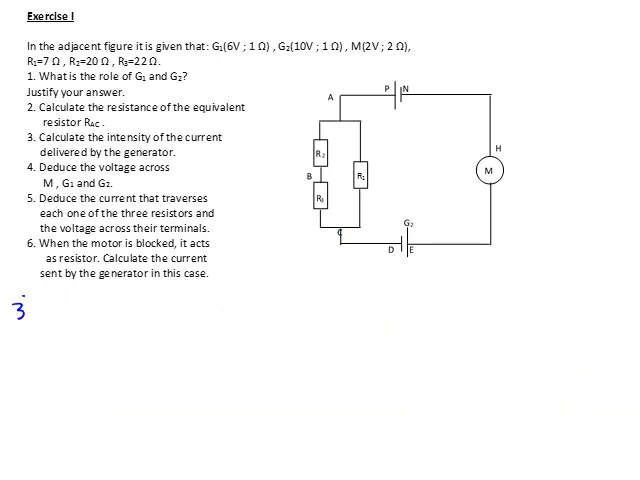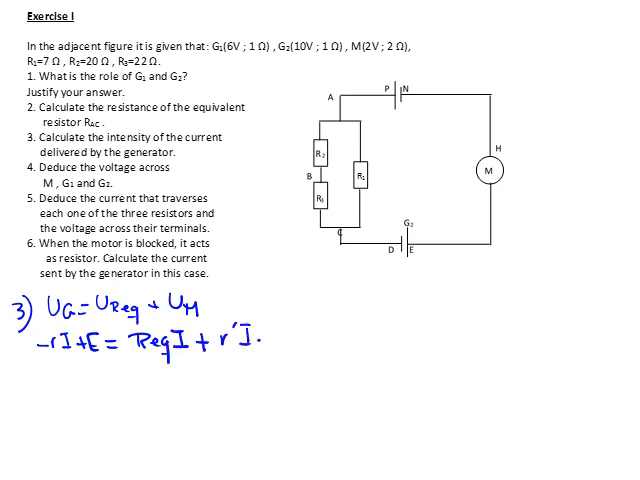Number 3. Calculate the intensity of the current delivered by the generator. U across the generator equal U across R equivalent plus U across the motor. Law of addition of voltages in a series group. So minus R i plus E equal R equivalent times I plus R prime I plus E prime.